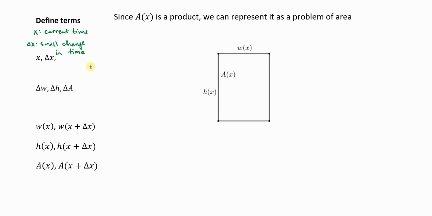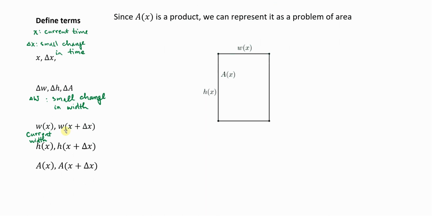Okay. And you can look at delta w, delta h, delta a similarly. Delta w is a small change in width of this rectangle. Delta h is the small change in height. Delta a is the small change in area. Okay. And you can look at this too. w of x is the current width. So we're treating x sort of like time.